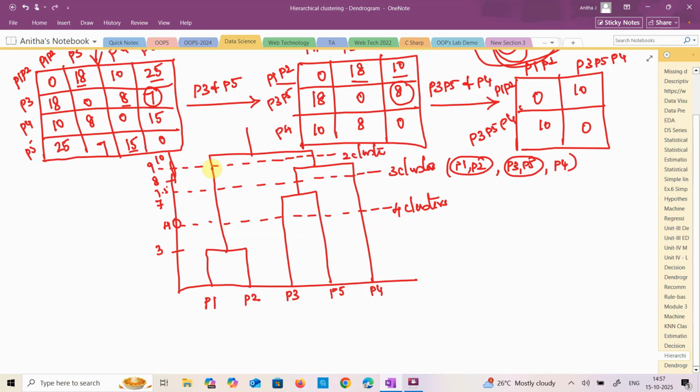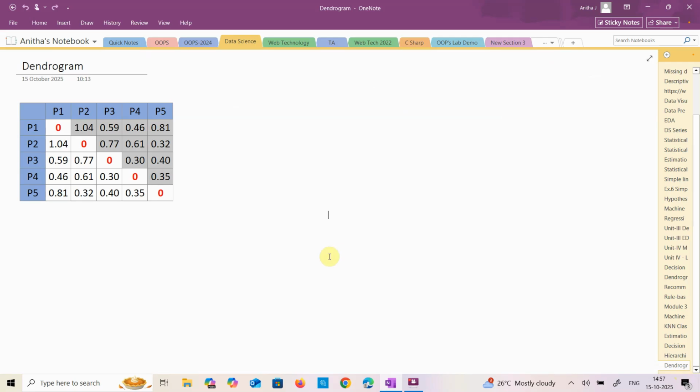So this cut point only decides how many clusters you need to get in that particular cut, so that you will get the number of clusters. Now we are going to see another example with the distance matrix.